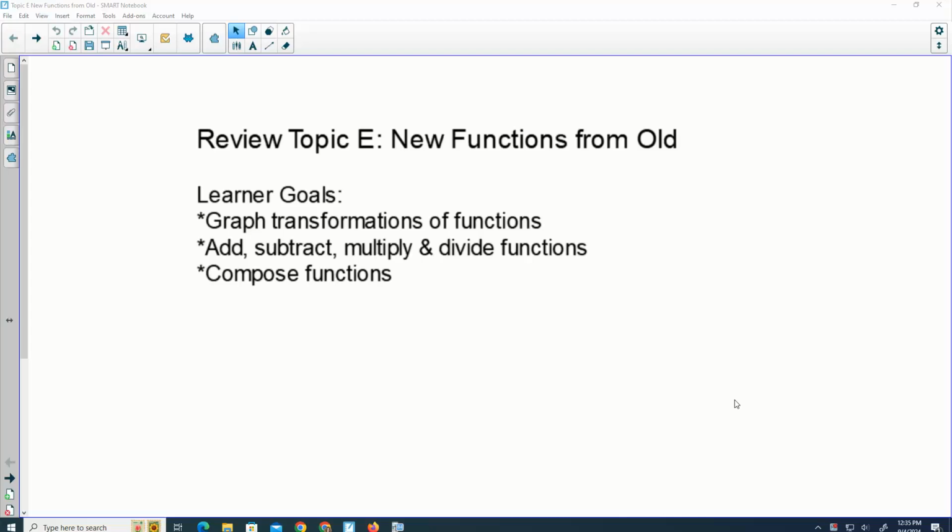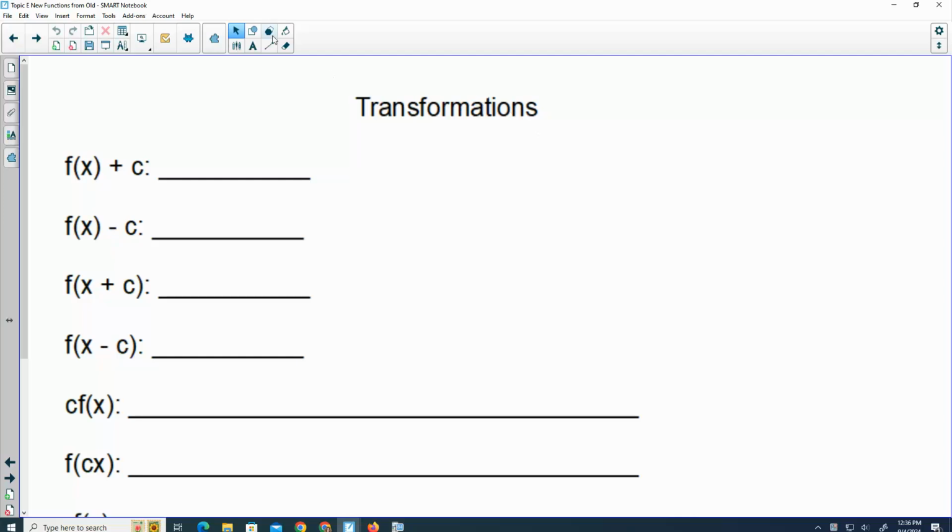So today and maybe the rest of the week, we are going to work on this section, talking about new functions from old. So a lot of transformation things, composition things, all the stuff we can do with our functions. So first, let's refresh our transformation rules.